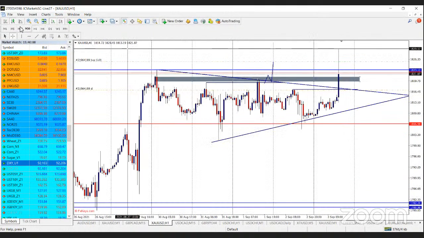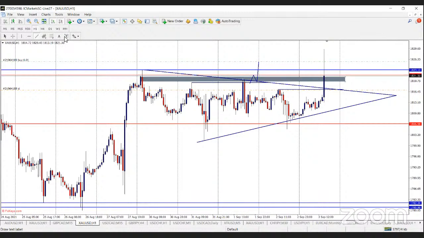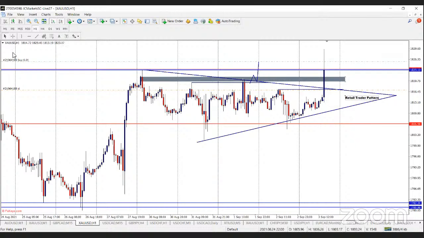Remember, if the price touches one side of the triangle, this retail trader pattern here. So I'm going to write this out. Let's put a little mark in here. So retail trader pattern. So this retail trader pattern is this triangle right here. Now, when the price did that very accurate movement right here, the next target that trader should have been looking for would have been here and then probably a breakdown below.